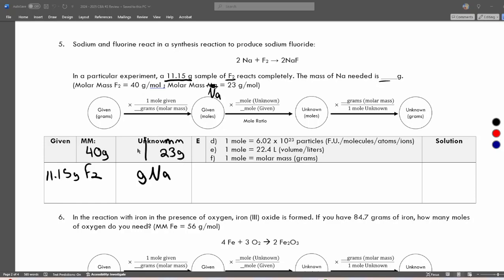Okay, so let's do this. So if our given is grams, we're going to start here. And if our unknown is also in grams, then we're going to end over here. We always start at our given and end at our unknown. So we're doing all 3 steps. We also said that this number right here is always going to go in my first fraction, and this number right here is always going to go in my last fraction, my third fraction.